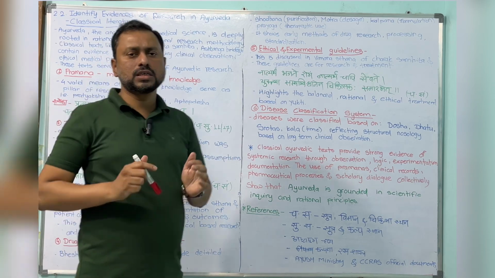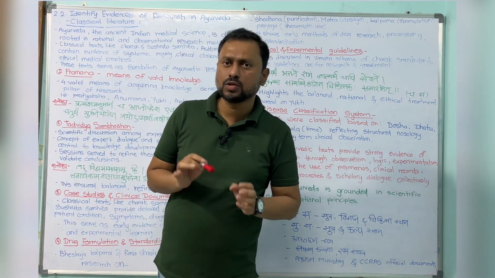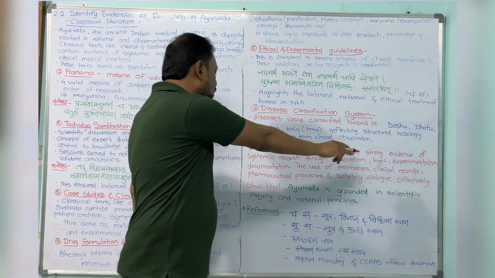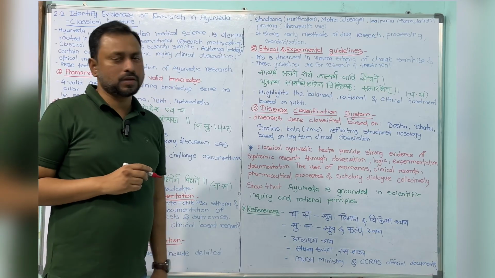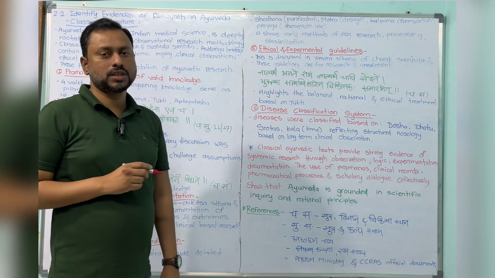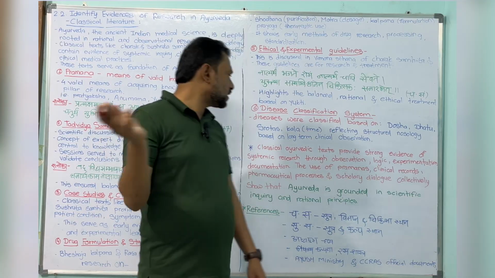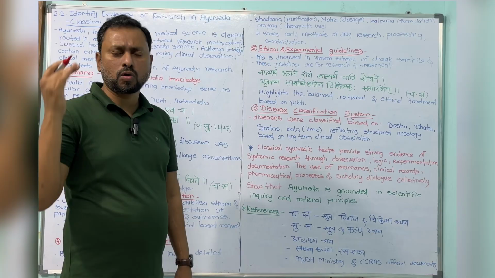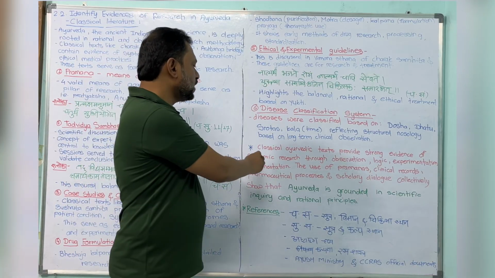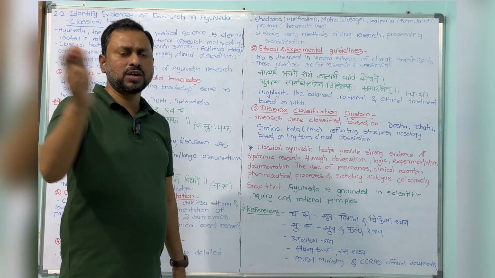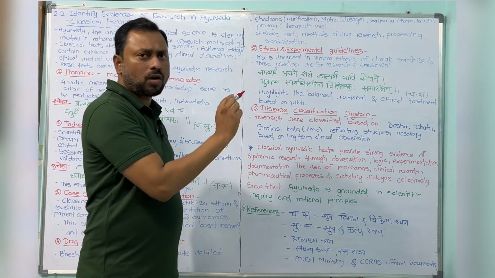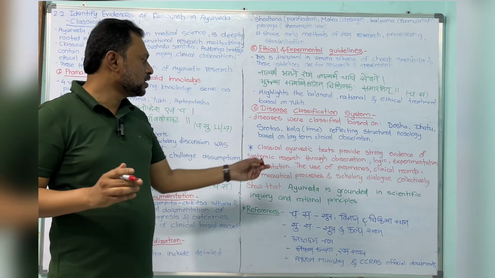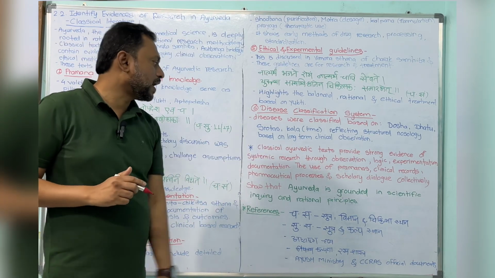The next one is the conclusion. The conclusion of today's topic is that the classical Ayurvedic texts provide strong evidence of systematic research through observation, logic, experimentation, and documentation. Strong evidence is available to show that systematic research was done previously, based on observation, logic, experimentation, as well as documentation. You can see it in our classical Ayurvedic texts.